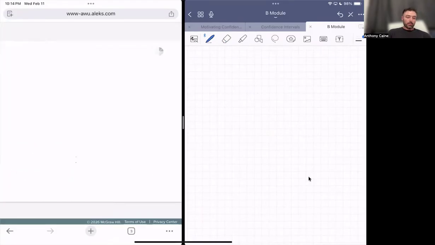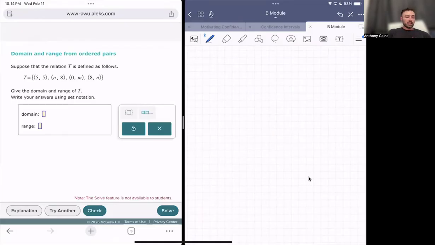So this function t, or I guess this relation t, it'd be weird to draw a graph of it because we have letters as well. But if it was all just numbers, its graph would look like a bunch of discrete points, right? But it's still a valid function, or I should say relation. So give the domain and range of t.